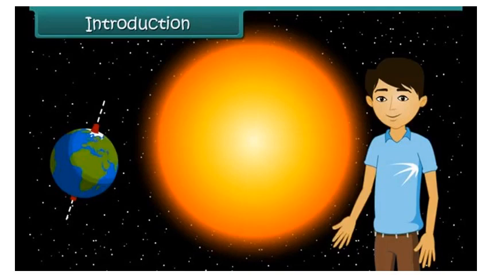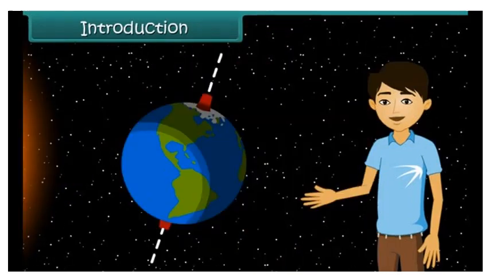At first, just think about it. What is the main source of heat on the earth? The main source of heat for the earth is the sun. You can see this in this picture. Just think, what would be the temperature of earth if the sun is not there? Children, earth will become very cold if the sun is not there.